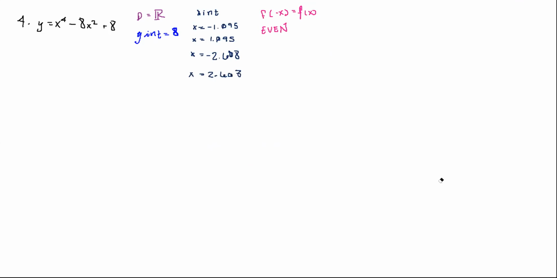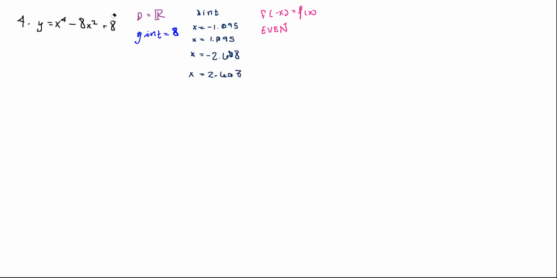Do we have any asymptotes? Nope, exactly. Polynomials don't generally have asymptotes like that. As x goes to infinity, they will be going to infinity or to negative infinity. In this case, because it's even, we know that they're both going the same direction.